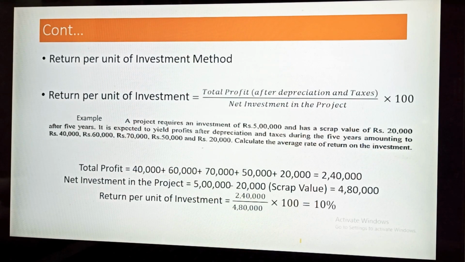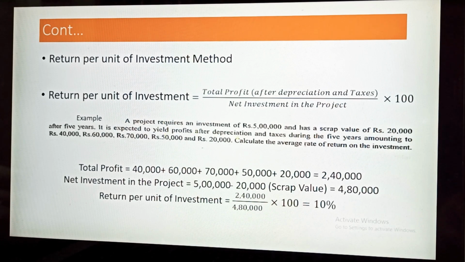Now next we will discuss the return per unit of investment method. In this method, a small variation of the average rate of return method, the total profit after tax and depreciation is divided by the total investment. That's why I have written here total profit after depreciation and taxes divided by net investment in the project, multiplied by 100. The same example I have taken here also.